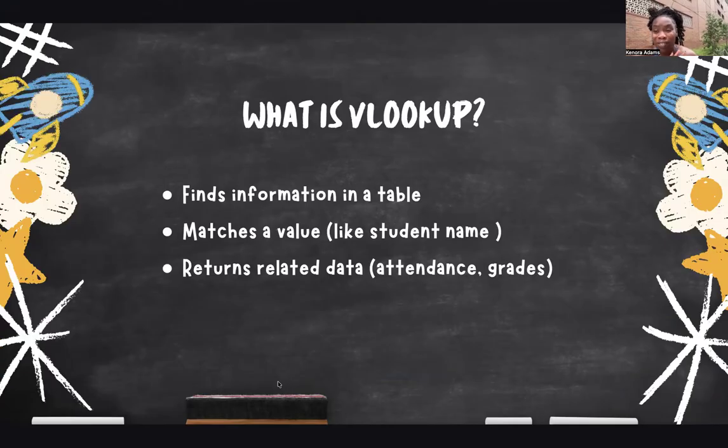So let's go over what VLOOKUP is. In the past, for individuals who have taken the training, that was the quantitative and qualitative data that we collected. But let's go over it for the new people that are in. Welcome. What is VLOOKUP? The VLOOKUP function finds information in a table, matches the value, like students' names, and returns related data, like attendance and grades. With that student, it keeps all of the data safe, as well as updates the data gradually as the trainings are updated.